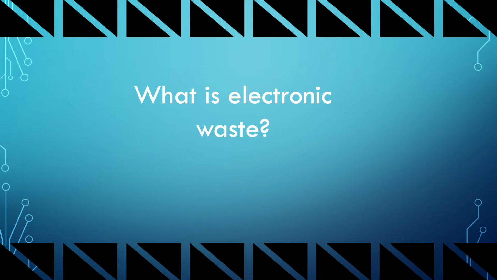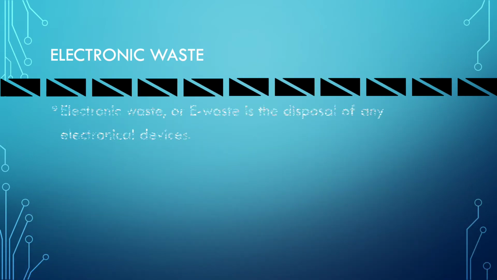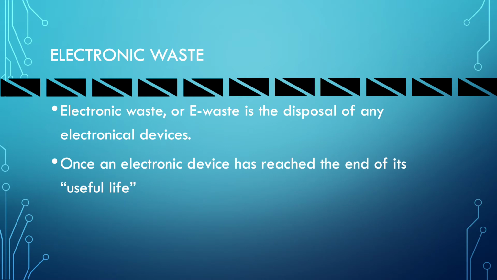So the question being addressed for this presentation is, what is electronic waste? Simply, electronic waste can be classified as the disposal of any type of electronic device. This can be either proper or improper disposal of these devices. Most devices are disposed of after what we would consider their useful life stage. This is when they are no longer useful to the person who owns them.